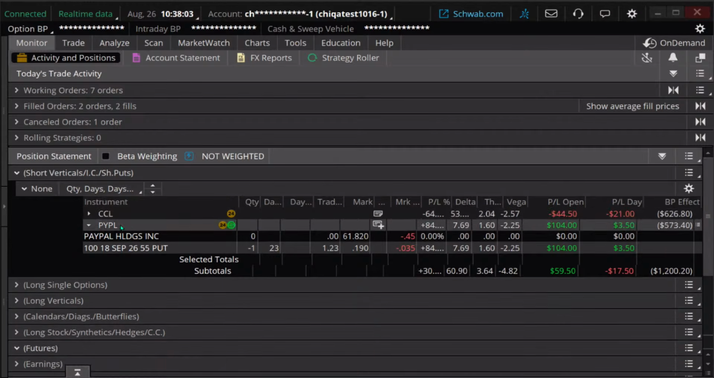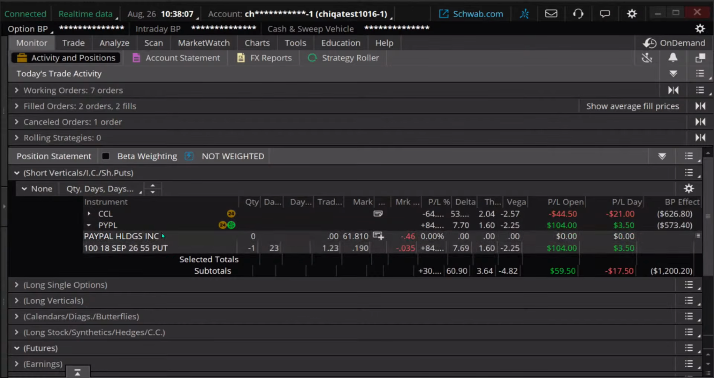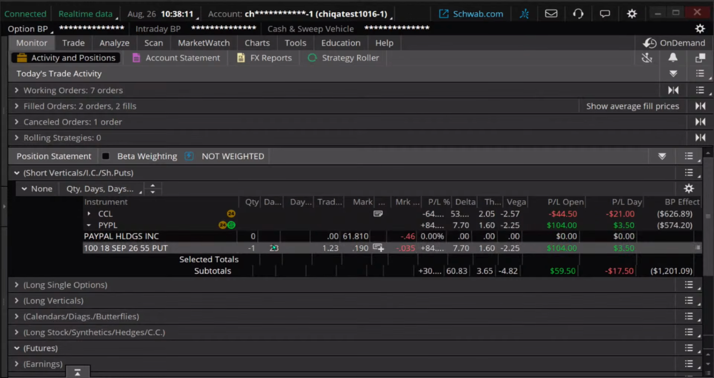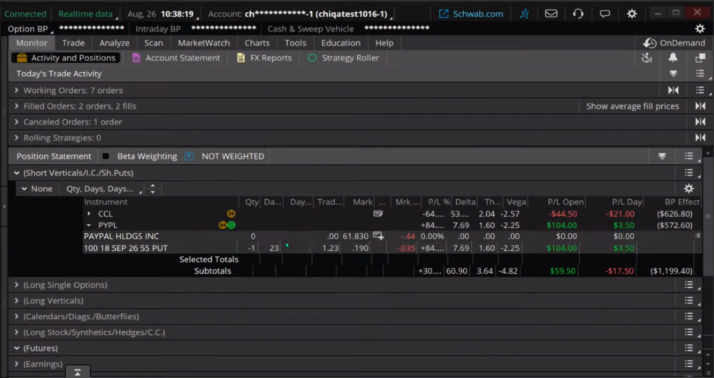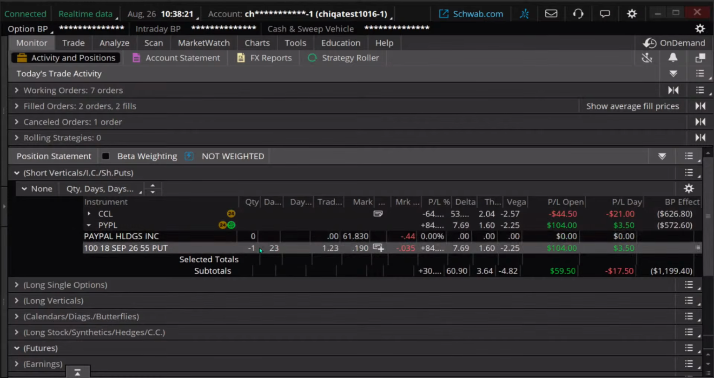Okay, PayPal's a different story. It's not a wheel strategy. This is just a short put. And on a short put, we're going to look to get out before expiration, so if we get to about a week before expiration. Remember, anytime we're talking about short options, they can be assigned early.